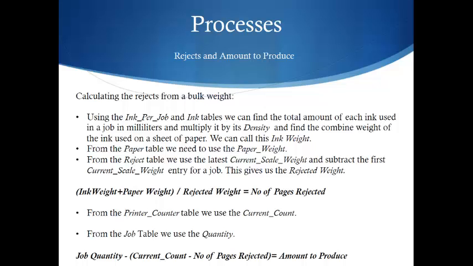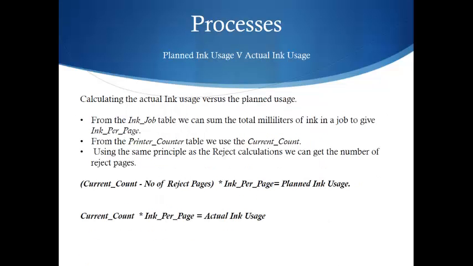From the printer counter table we can use the current count, and from the job table we use the quantity, and we can then figure out that the job quantity minus the current count and minus the number of pages rejected is equal to the amount that is left to produce.